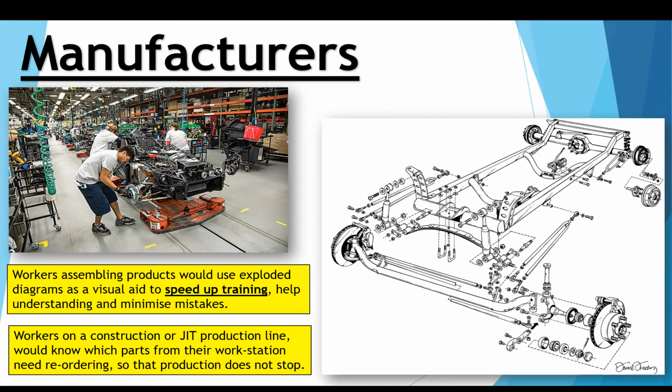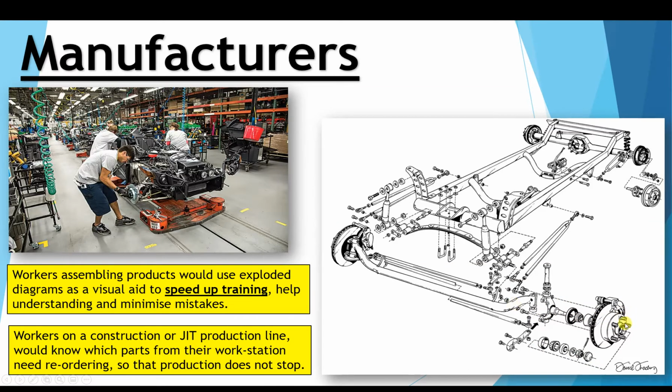Now what about manufacturers? Well, manufacturers where stuff is made in factories. Here we see an assembly line for some kind of car. It looks like a bit of a sports car to me. Now, workers assembling products would use exploded diagrams as a visual aid to speed up training and help their understanding and minimize mistakes. So if you were training somebody like this guy over here to put together this brake and wheel assembly, you would show them an exploded diagram so they could see all of the parts, the components, and see how it goes together.